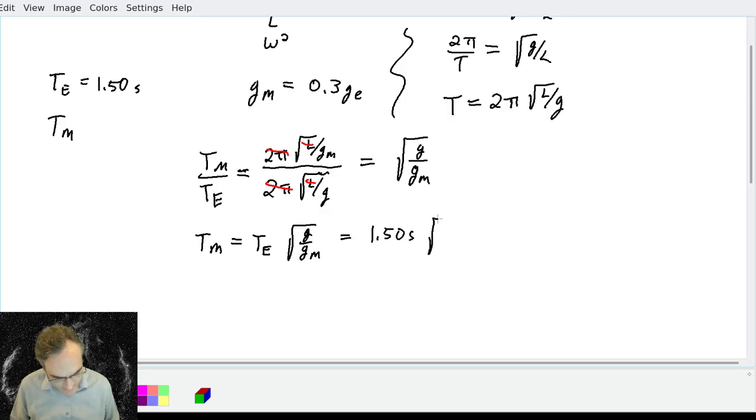So 1.5 seconds on Earth. I'm going to leave that as g because we know the bottom is 0.3 times g. So that means we're really just doing 1.5 seconds times the square root of 1 over 0.3. Okay, so times square root 1 divided by 0.3, and we get a time of 2.74 seconds on Mars.